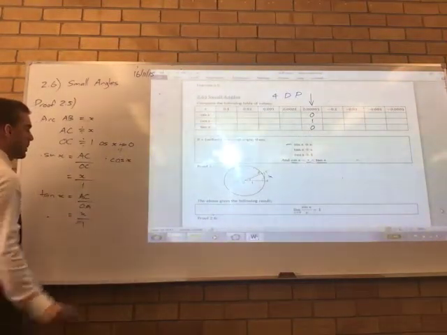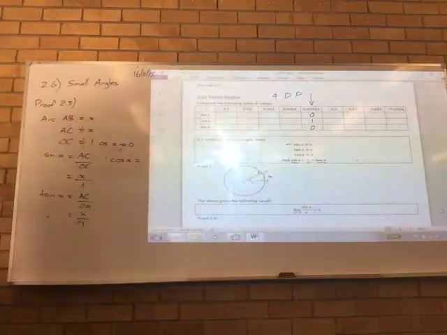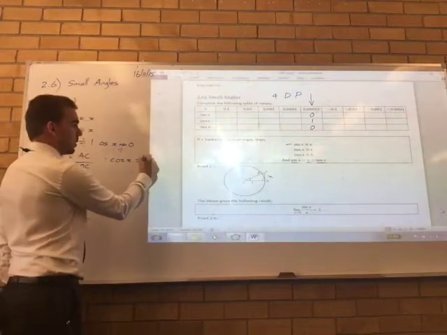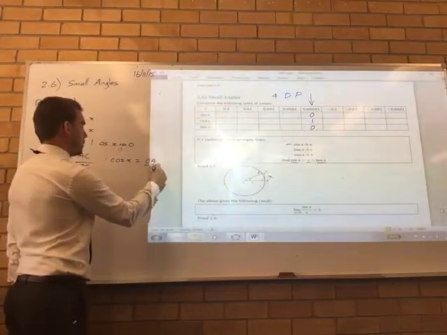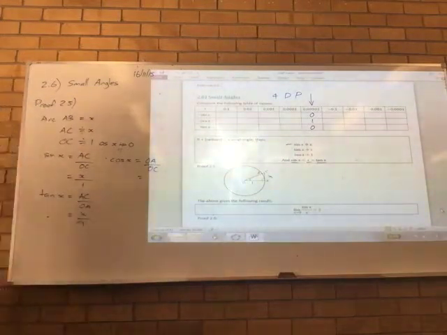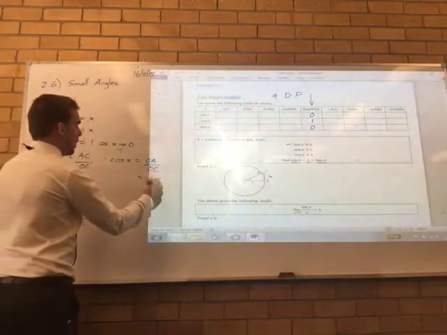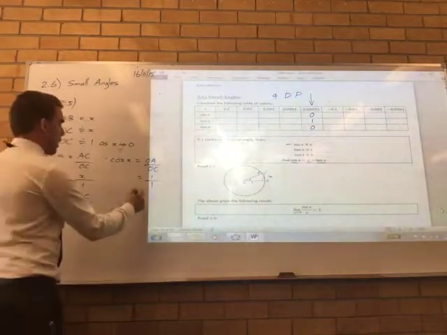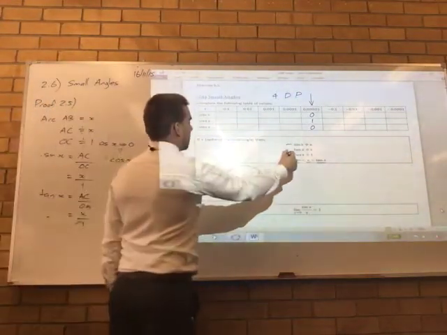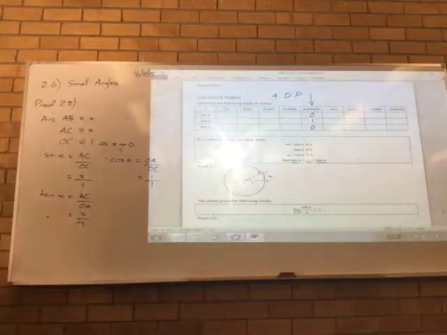Alright, cos of x. So cos using the right angle triangle relation is the adjacent over the hypotenuse. The adjacent is OA and the hypotenuse is OC. As x gets really, really small, the lengths of those will be approximately equal. So cos of x is approximately equal to 1.